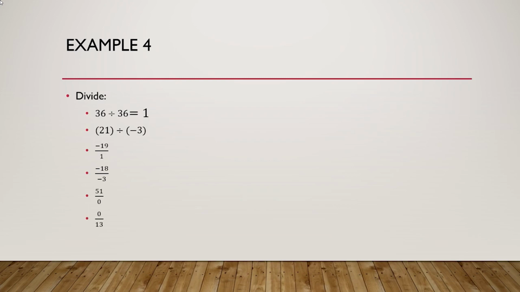21 divided by negative 3, so how many times does 3 go into 21? 7 times, and is it going to be positive or negative? Since the signs are different, it's going to be negative. So it would be a negative 7.